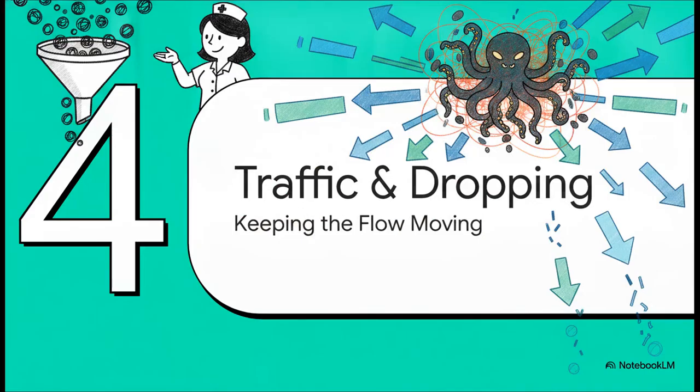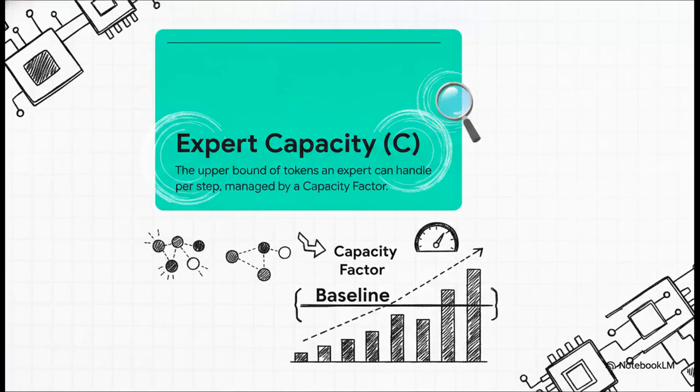That leads perfectly into Section 4, managing traffic and dropping, keeping the flow moving. You see, hardware requires absolute predictability. We really can't have one GPU just sitting there completely idle while another one is drowning, overwhelmed by 1 million tokens. So, we define something called expert capacity. This is a strict upper bound on exactly how many tokens an expert can handle per step. The baseline math is simple, just the total tokens divided by the number of experts. But because routing has this inherent randomness to it, we multiply that baseline by a safety buffer.